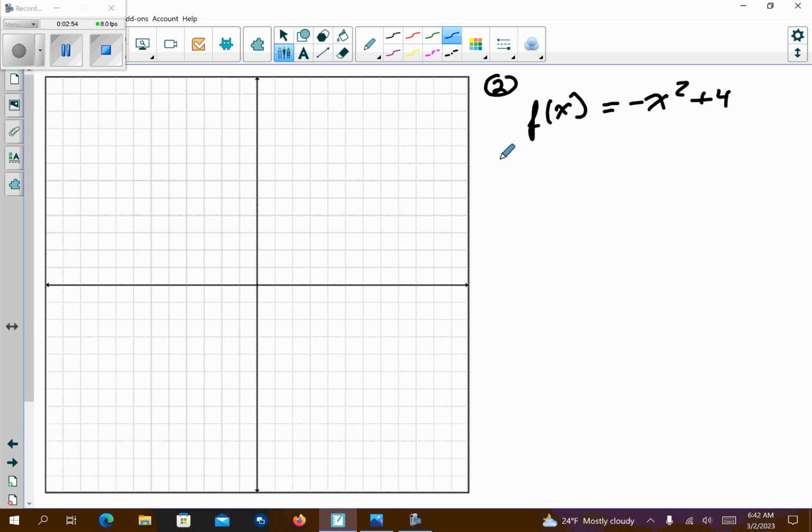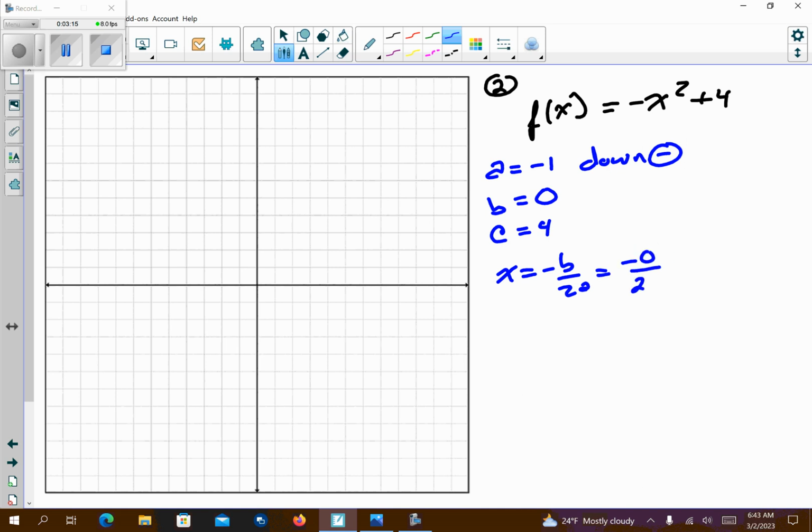Problem number 2. I have my a value is -1, so it's going to open down because it's negative. Our b value, there's no x term, so it has to be 0. Our c value is then 4. We're then going to use x equals -b over 2a. So in this case, we're going to get -0 over 2 times -1. Well, 0 over anything is just going to be 0, so my axis of symmetry is x equals 0.